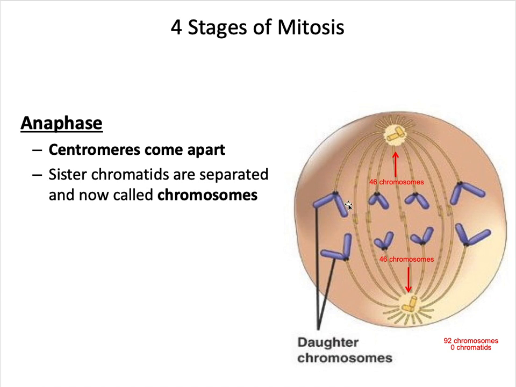So now 46 chromosomes will be pulled to this pole of the cell, and then 46 chromosomes will be pulled to this pole of the cell. So in anaphase, you actually have 92 chromosomes temporarily. And then since you pull the chromatids apart to become individual chromosomes, you no longer have any chromatids in anaphase.